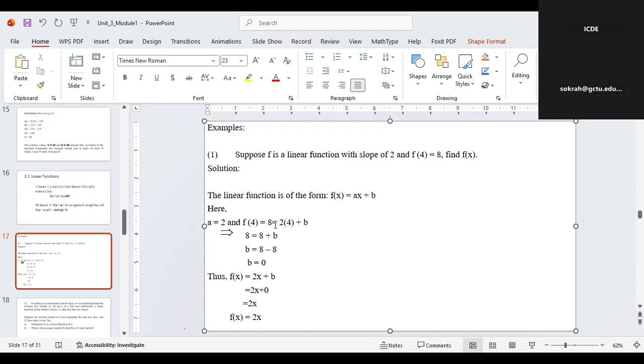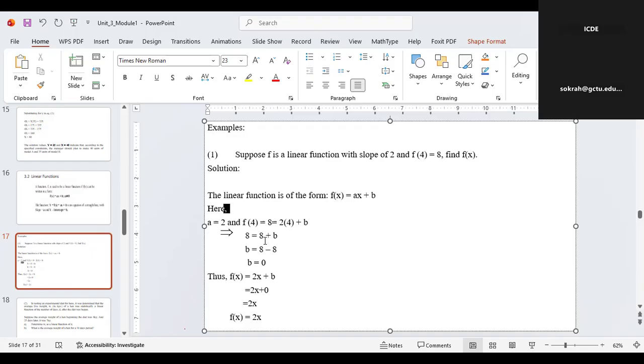But you know that f of x is equal to ax plus b, and now a is 2. So f of 4 should be equal to 2 times 4 plus b. So your 8 is equal to 2 times 4 plus b, and 2 times 4 is also 8. So you have 8 is equal to 8 plus b. Now, if you make b the subject, what will that be?